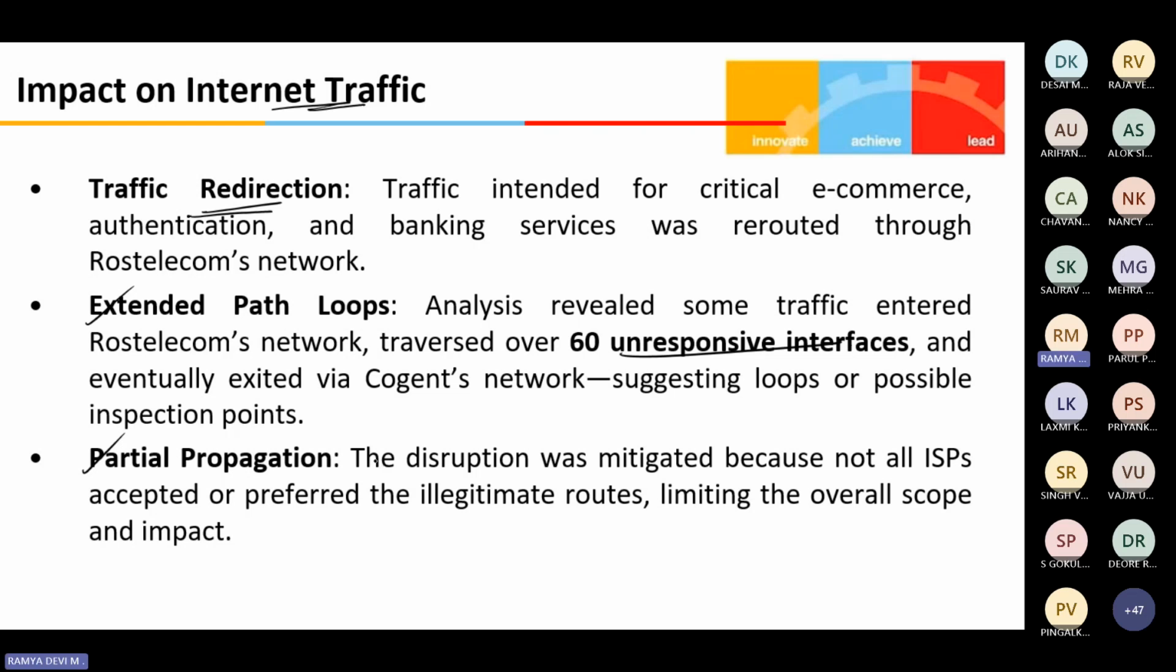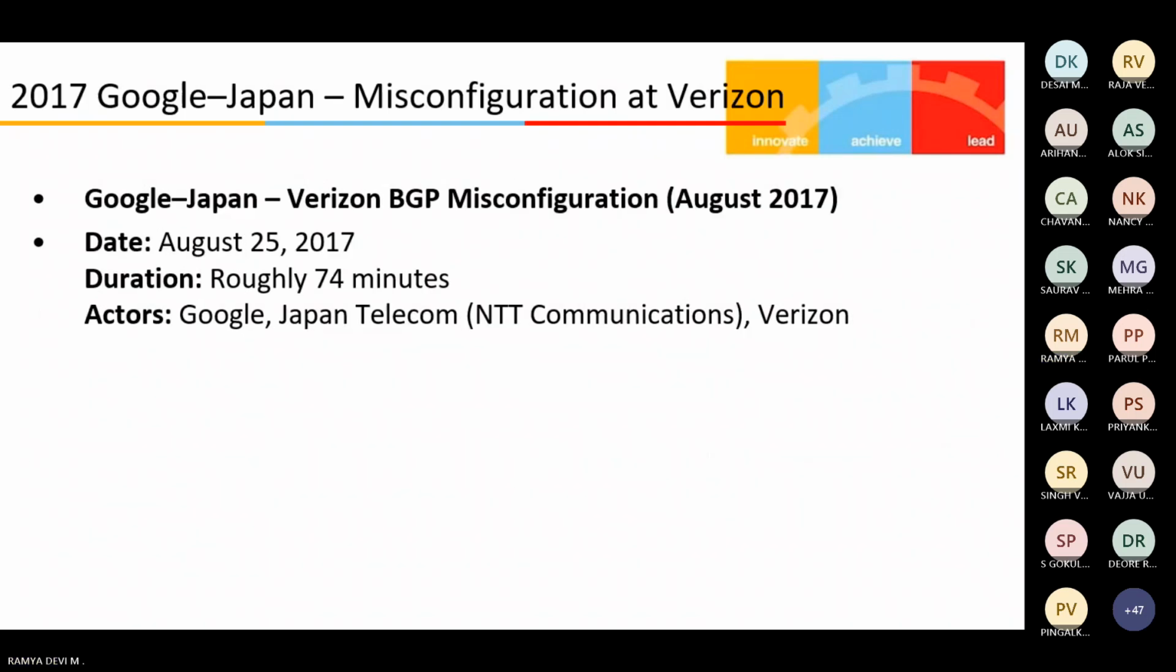it was still dangerous for affected networks, right? So it happens for 7 minutes. The sensitive financial and security traffic, everything was redirected, delayed, and even exposed, right?